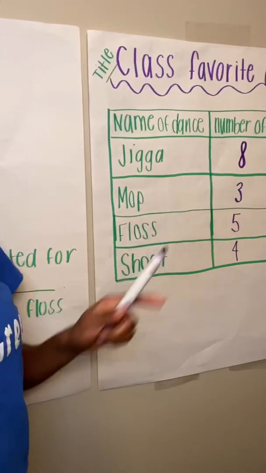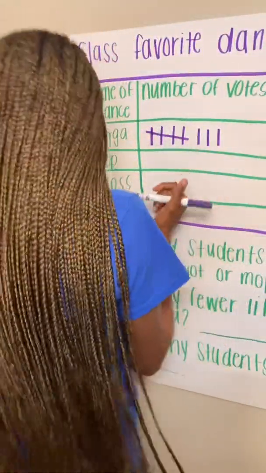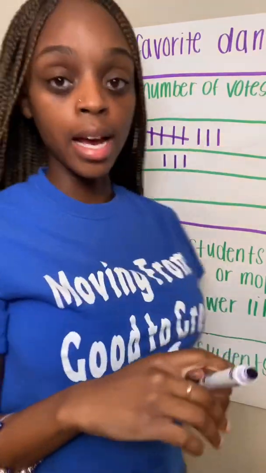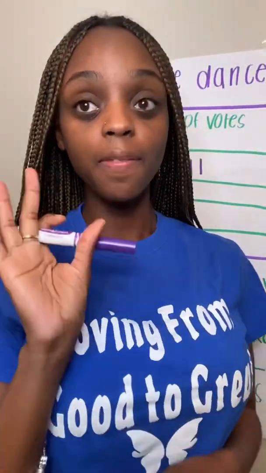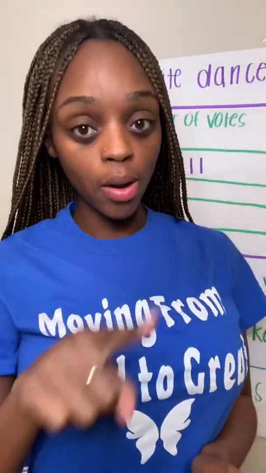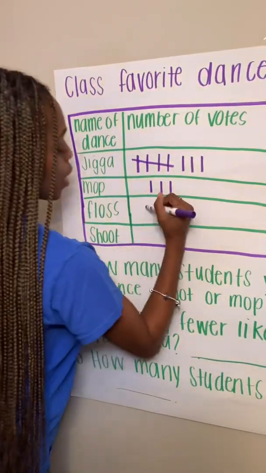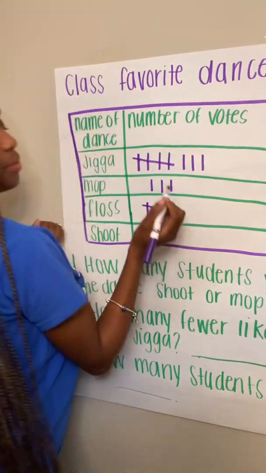3 people voted for mop, so we're going to draw 3 tally marks. 1, 2, 3. Now, let's look at how many people voted for floss. 5 people. Remember what I said. If 5 people vote, on the 5th tally mark you draw a line across diagonally. So, since 5 people voted, 1, 2, 3, 4, 5.